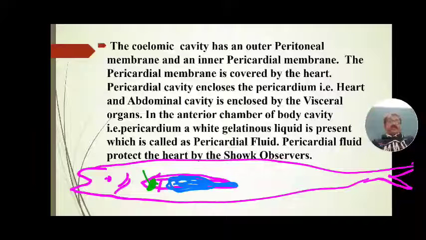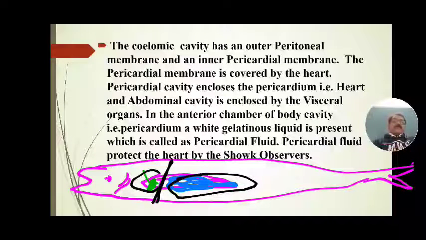In between the pericardial cavity and the abdominal cavity, a partition is present, shown here below in black color. This partition is called the septum transversum, a muscular partition present between the anterior chamber and the posterior chamber. The anterior chamber is called the pericardial chamber and the posterior chamber is called the abdominal cavity or visceral cavity.